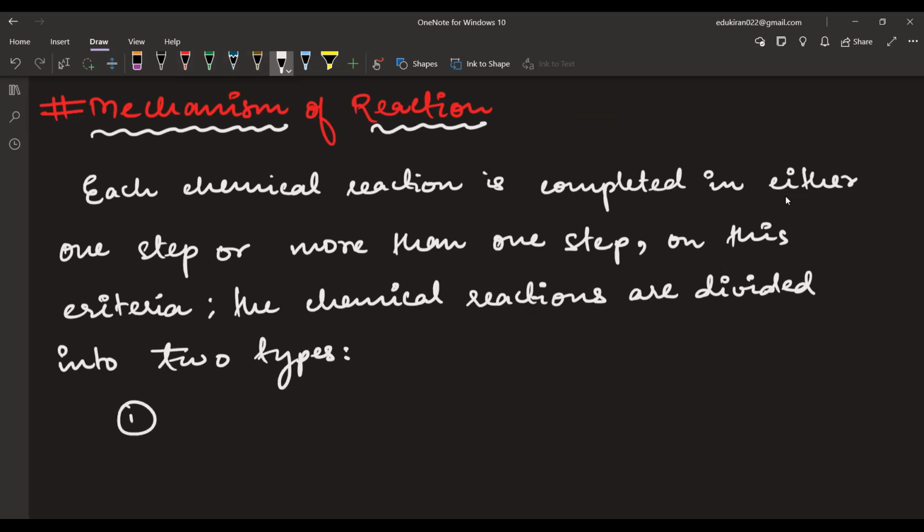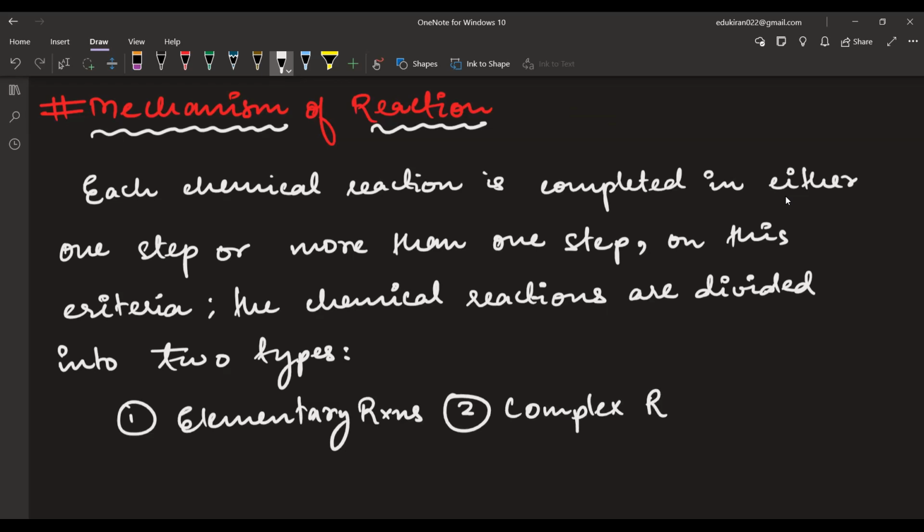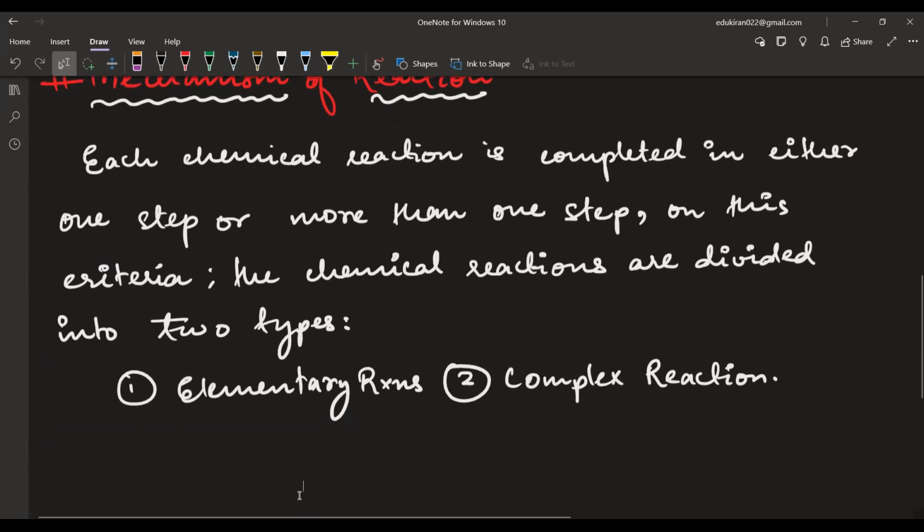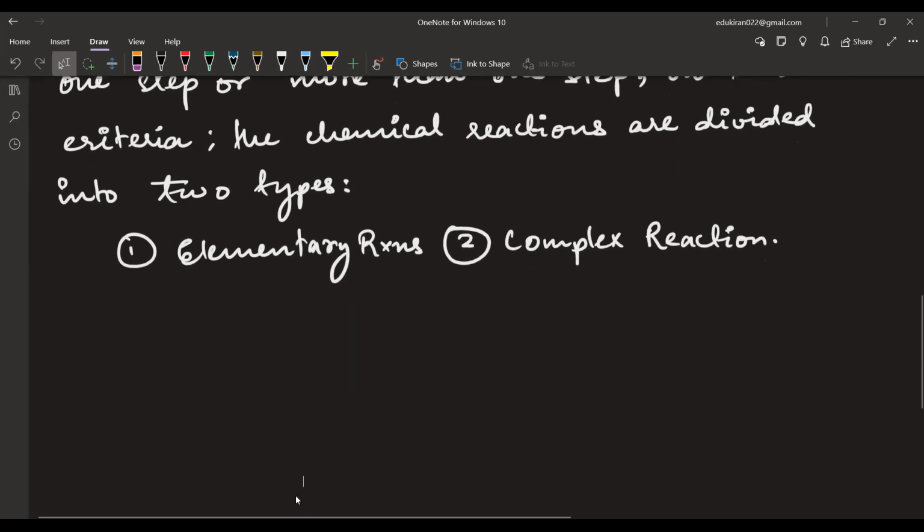Number one is elementary reactions. Number two is complex reactions. Elementary reactions and complex reactions. After you're done writing, you will write the topic elementary reactions.